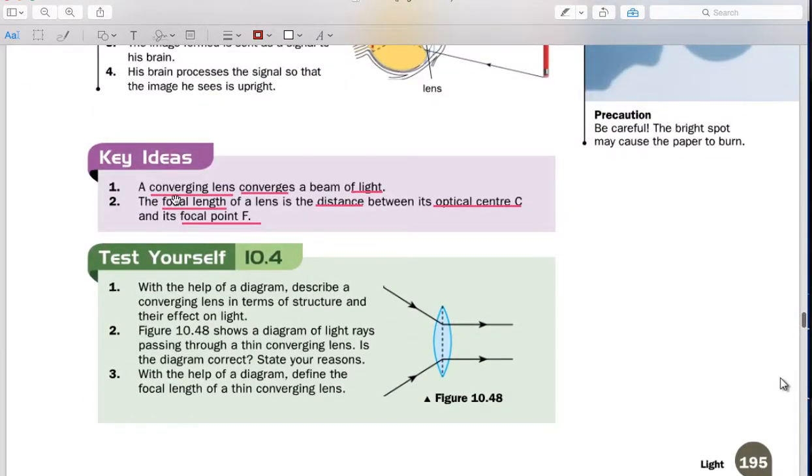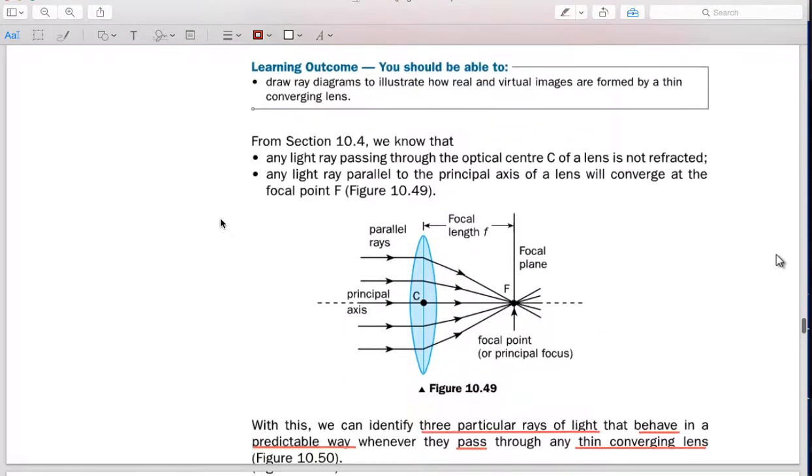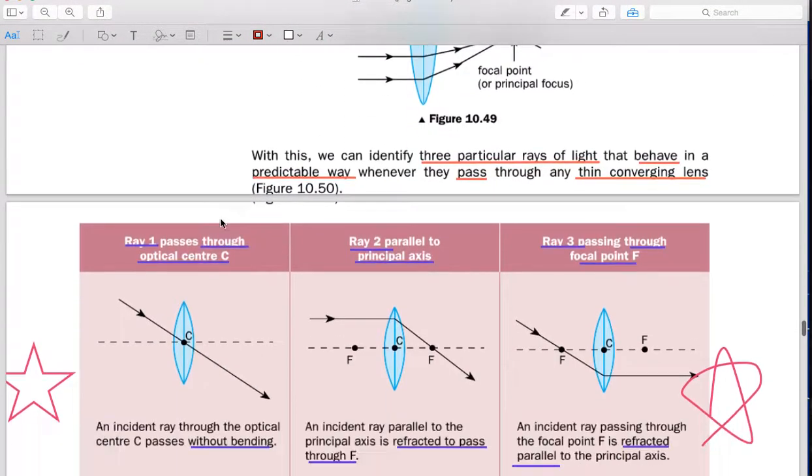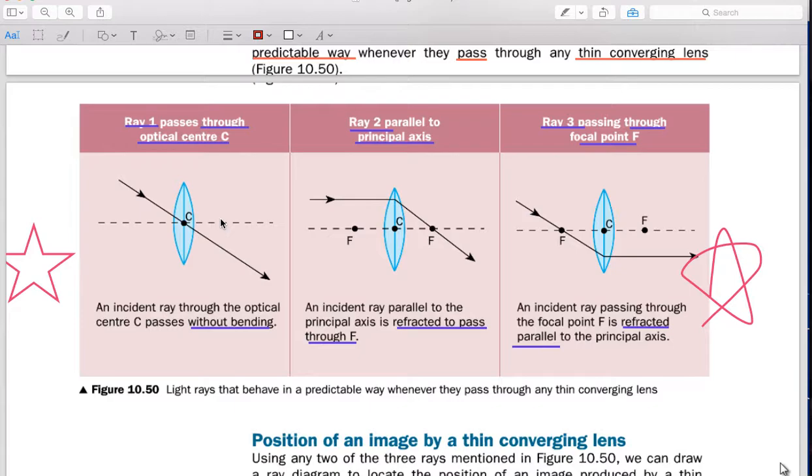Okay, so just a quick summary. A converging lens converges a beam of light. The focal length of a lens is the distance between the optical center and the focal point F. Okay, so how do we draw? Just now in the simulation I already showed you, we actually have three rays. To actually draw, we need only two rays. The third ray serves as a confirmation.